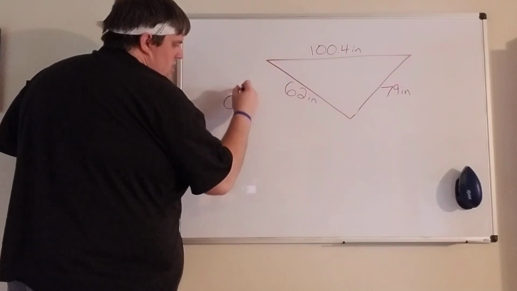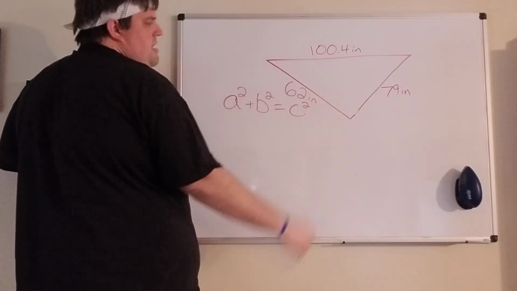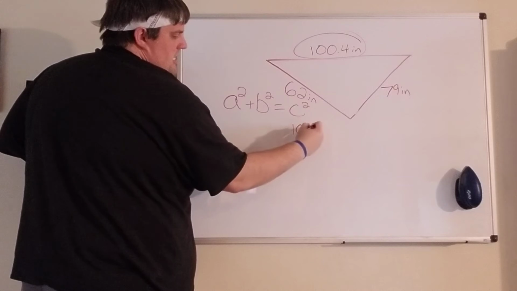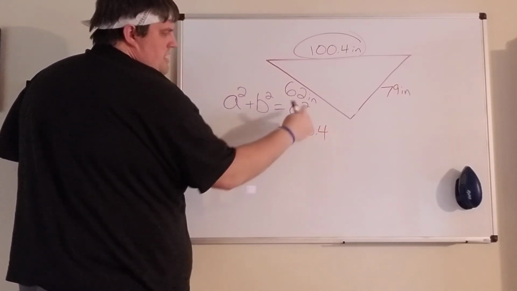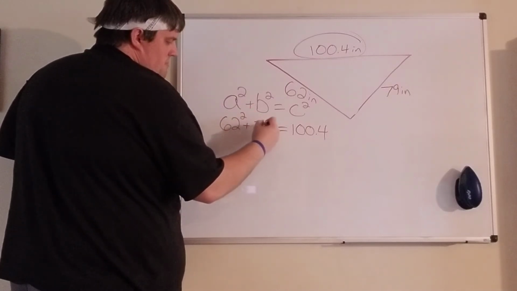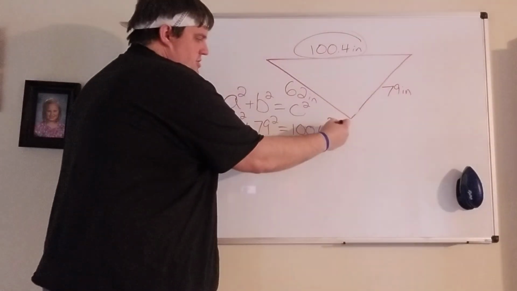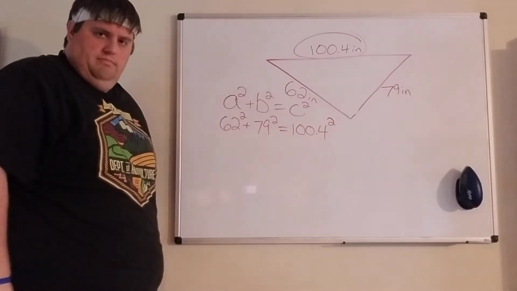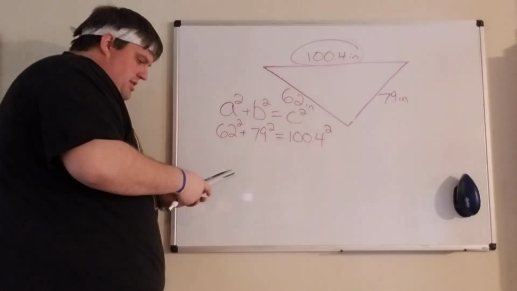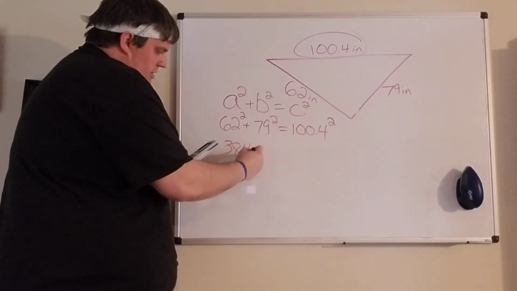So, a squared plus b squared equals c squared. We find the biggest number over here. That's this one. That has to be c. Those two, doesn't matter what order we put in. So we'll go 62 squared plus 79 squared equals 100.4 squared. Awesome. Now, square our numbers. So 62 squared, 3,844.